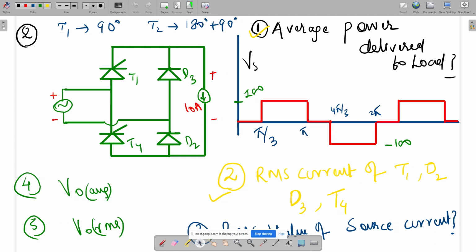So this is the first question I have taken. This type of question has not been asked in GATE till now. In this question, a semi-converter circuit is given.